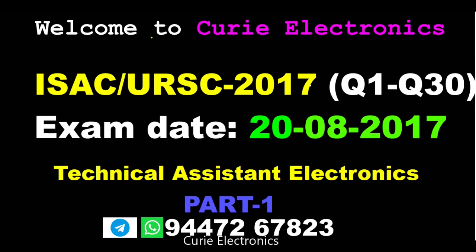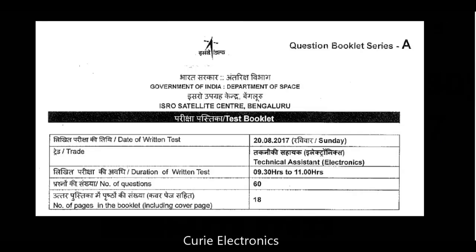Today we are going to solve the URSC 2017 previous year question paper for Technical Assistant Electronics, and this is part 1. Here we will solve the first 30 questions, and in the next part the remaining questions. This exam was conducted on 28/2017, and there were 60 questions and 1.5 hours of time.